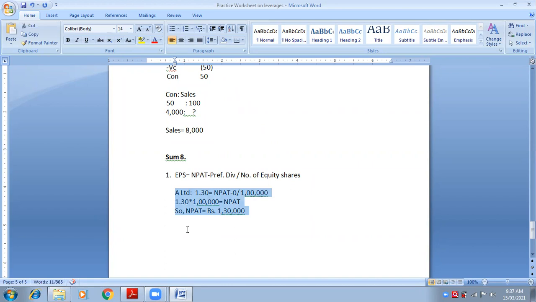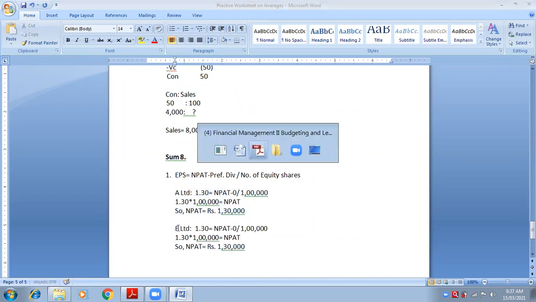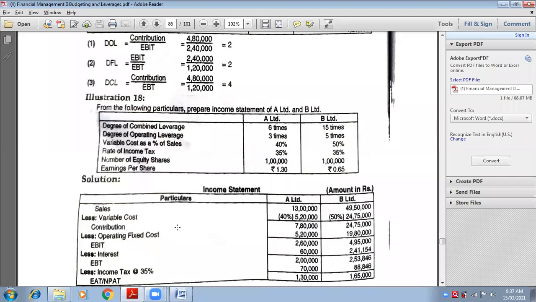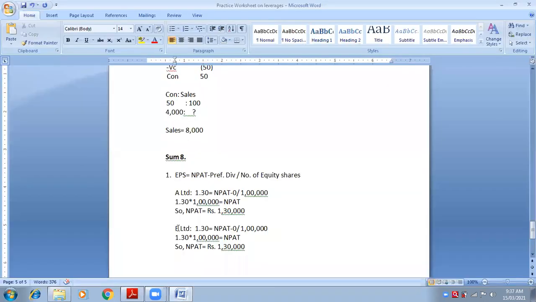Similarly, we have to find it for B Limited also. So this will be B Limited. What is the EPS of B Limited? Come on, quickly answer me. Ma'am, 0.65. And what are the number of equity shares?